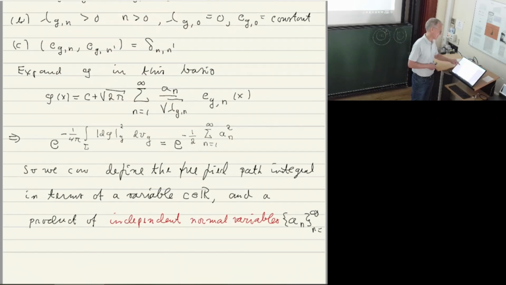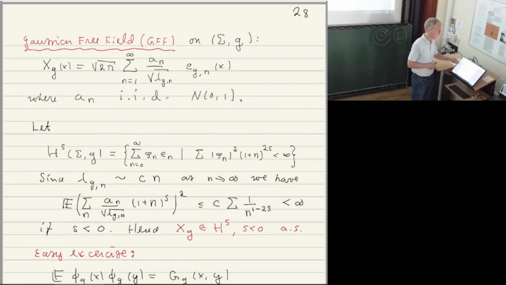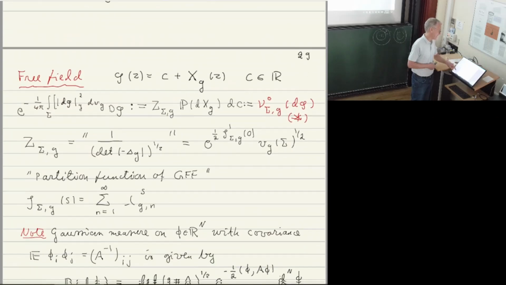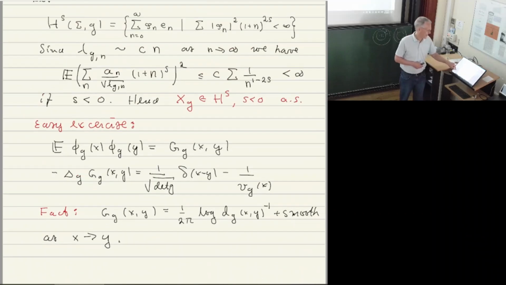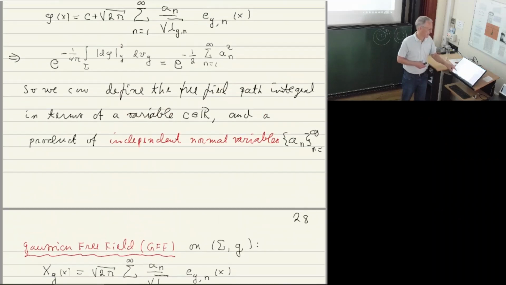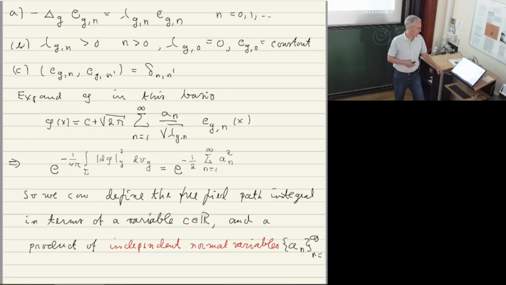Let's see. I define the Gaussian free field, and I define the Gaussian multiplicative chaos. Well, let's just give it a break, and tomorrow I will start with the Wess-Zumino-Witten model, and in the end we need Liouville because we want to have a connection between the two, but at that point, then we can do this.